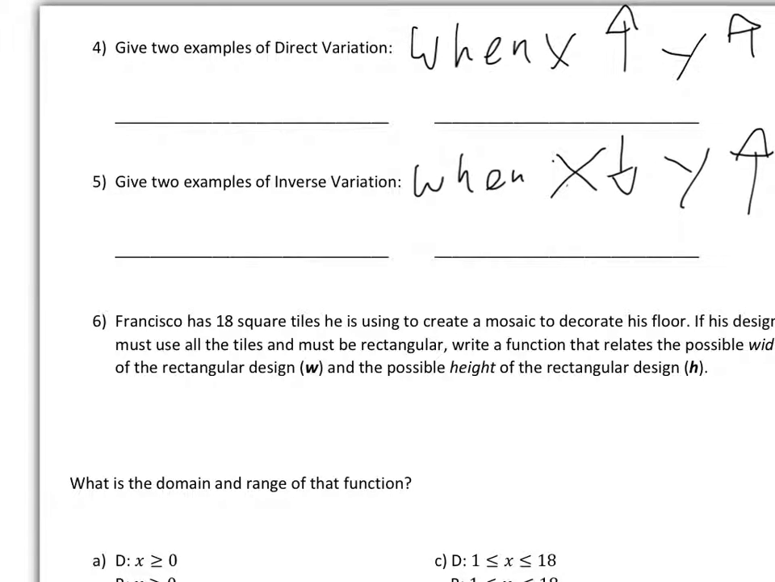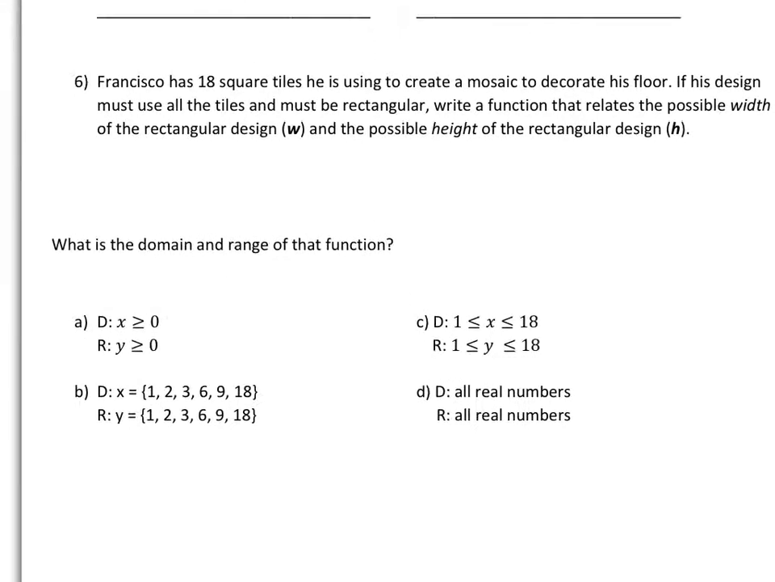Something like that. Anything you can find in either the real world or algebra that will show this sort of relationship. Direct variation is when you change one thing, the other thing changes the same way. And inverse, when you change one thing, the other thing changes opposite. Please do not write what I wrote here and expect to get any credit. Alright, let's go to 6.